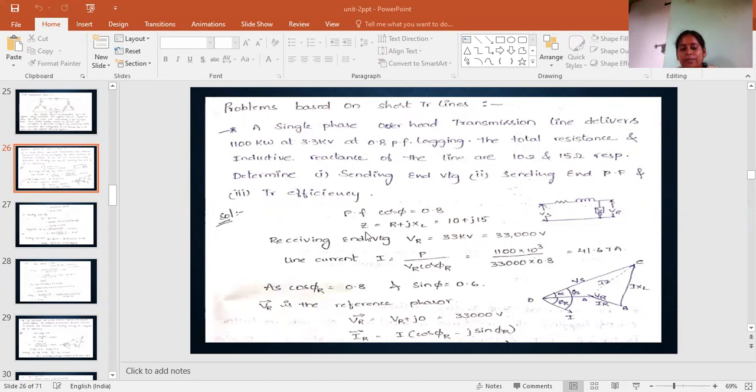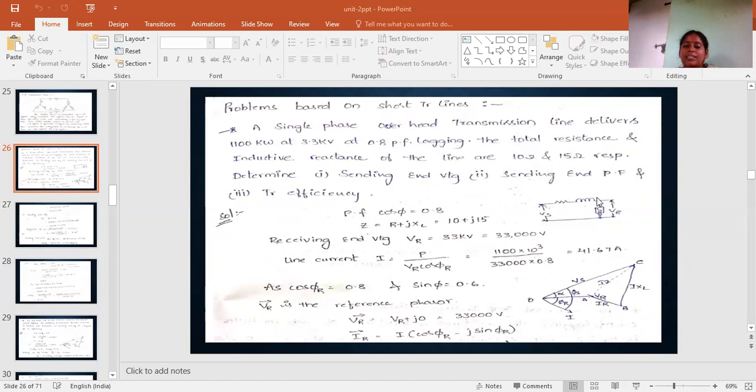First of all, we find out the current, then only we can do the problem. So first of all, line current IR equal to, we know the formula, P equal to V into I into cos phi. At the receiving end, IR equal to PR by VR into cos phi r. We know the values of PR, VR, cos phi r. Substitute the values and we can get the value of line current, that is I.